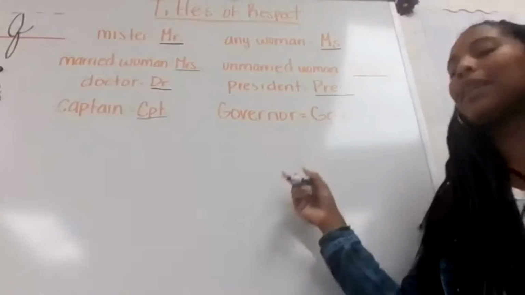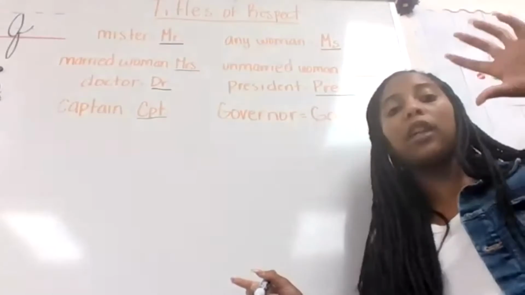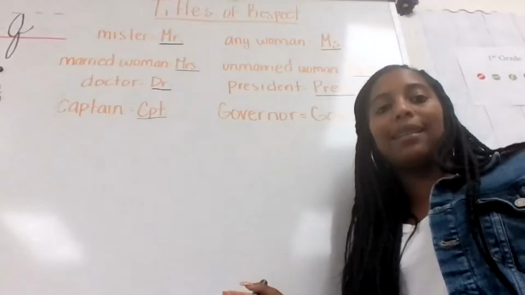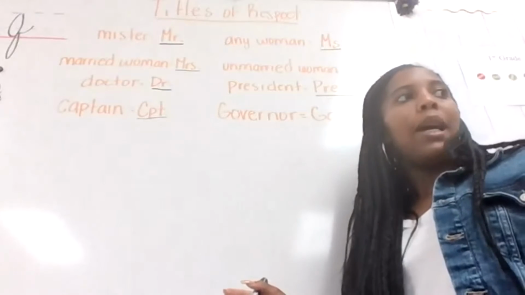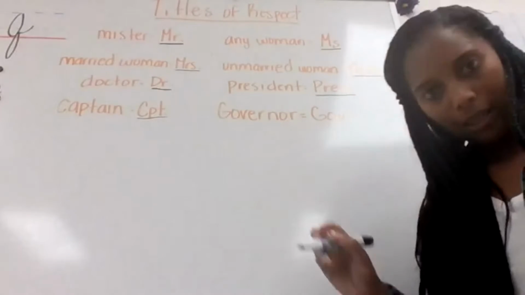Then we have governor. The governor is the leader of a state. So we know the president is the leader of a country like America, but the governor is the leader of a state. Everybody has a state governor. Okay? And so the governor is abbreviated G-O-V dot.